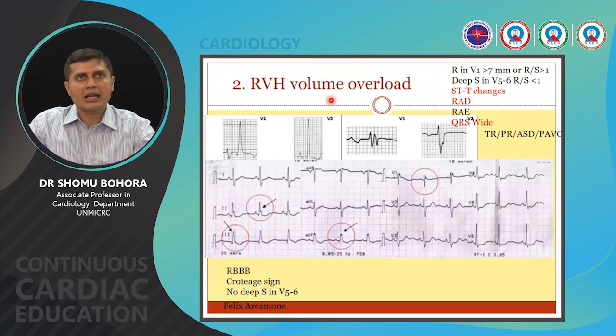Going on to the second type of RVH, that is the volume overload pattern. Here you have more of an RBBB, broader QRS. However, the STT changes are not prominent. So the ST segment and the T wave go along with the QRS, and you may have something called a notching in V2, lead 2 and 3, which is more specific of an ASD. It's called the Crochet sign.